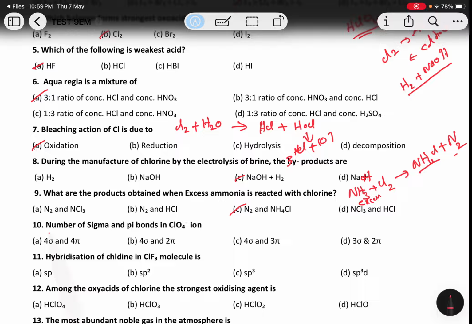Okay. Next, 10th one. The number of sigma and pi bonds in ClO4 minus. The structure is like this: chlorine, O minus, double bond O, double bond O, double bond O. Here pi bonds are 1, 2, 3. Sigma bonds are 1, 2, 3, 4. So 3 pi bonds and 4 sigma bonds. This option is present in C. So the number of sigma and pi bonds in ClO4 minus ion is 4 sigma and 3 pi bonds.